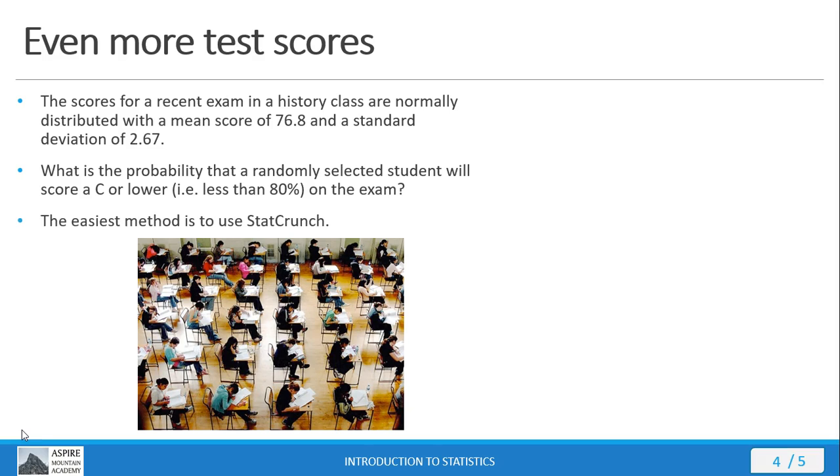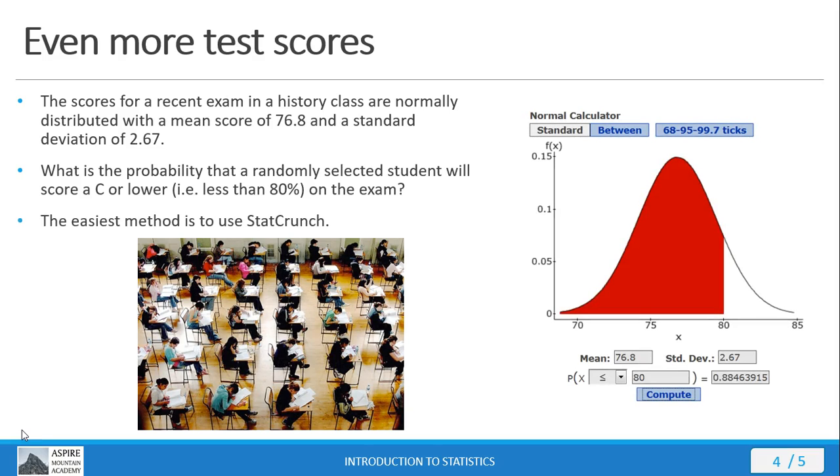Once again, we're going to use StatCrunch to solve this. Here in your normal calculator, here's what you should have. Again, the mean and standard deviation values. We don't want the between option. You want to go back to the standard default selection where you're only putting in one random variable value. And we want less than 80. So we're going to put the less than inequality sign here. There's our 80, which is the bound that you see here on the right for the area under the curve. Less than means we're looking at the area to the left. And when we hit compute, out comes the probability, 88.5%.